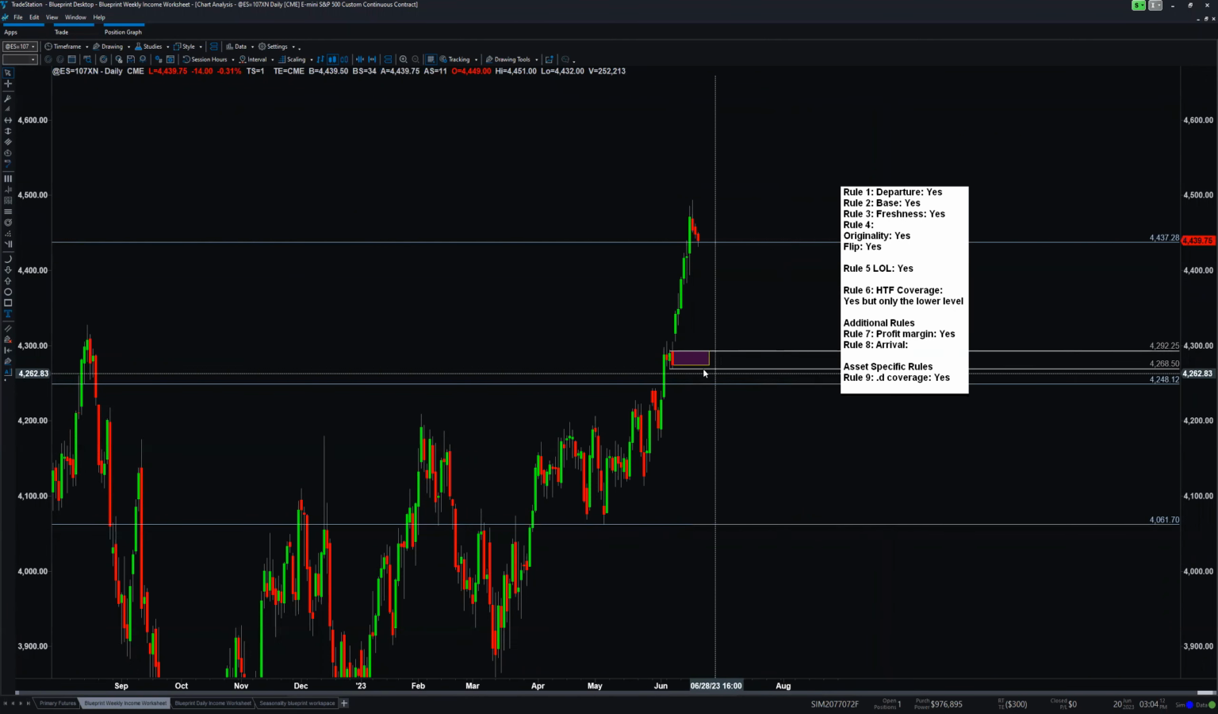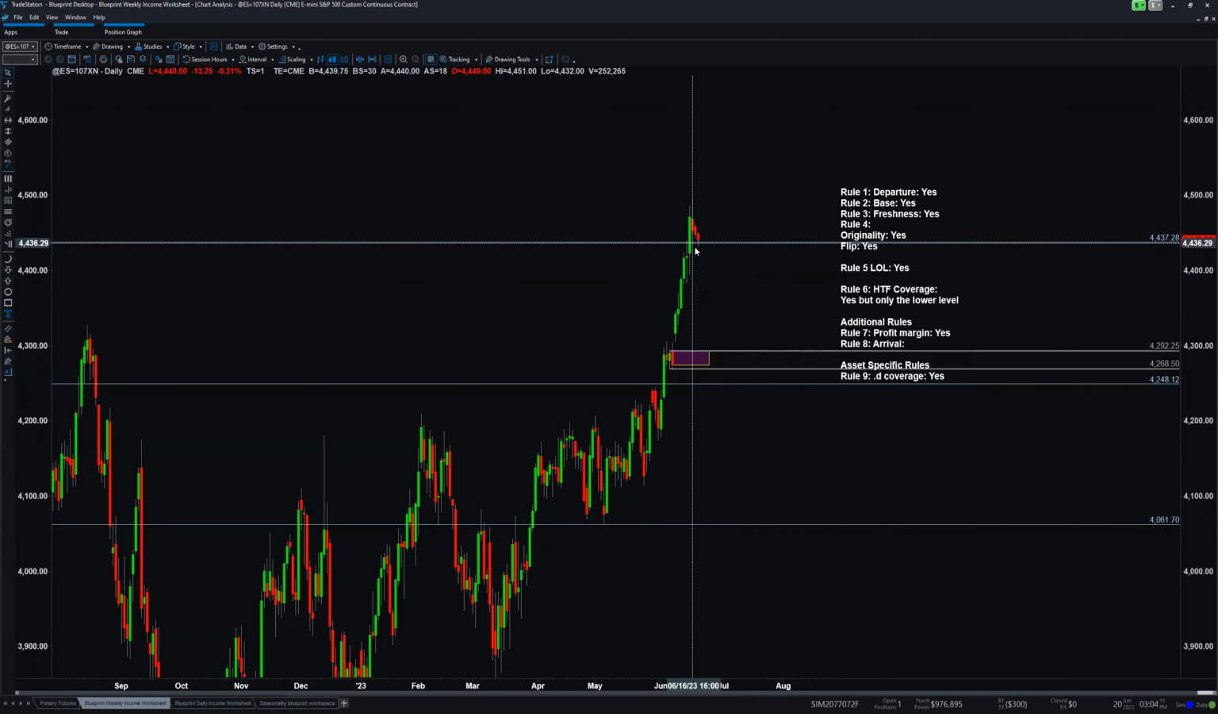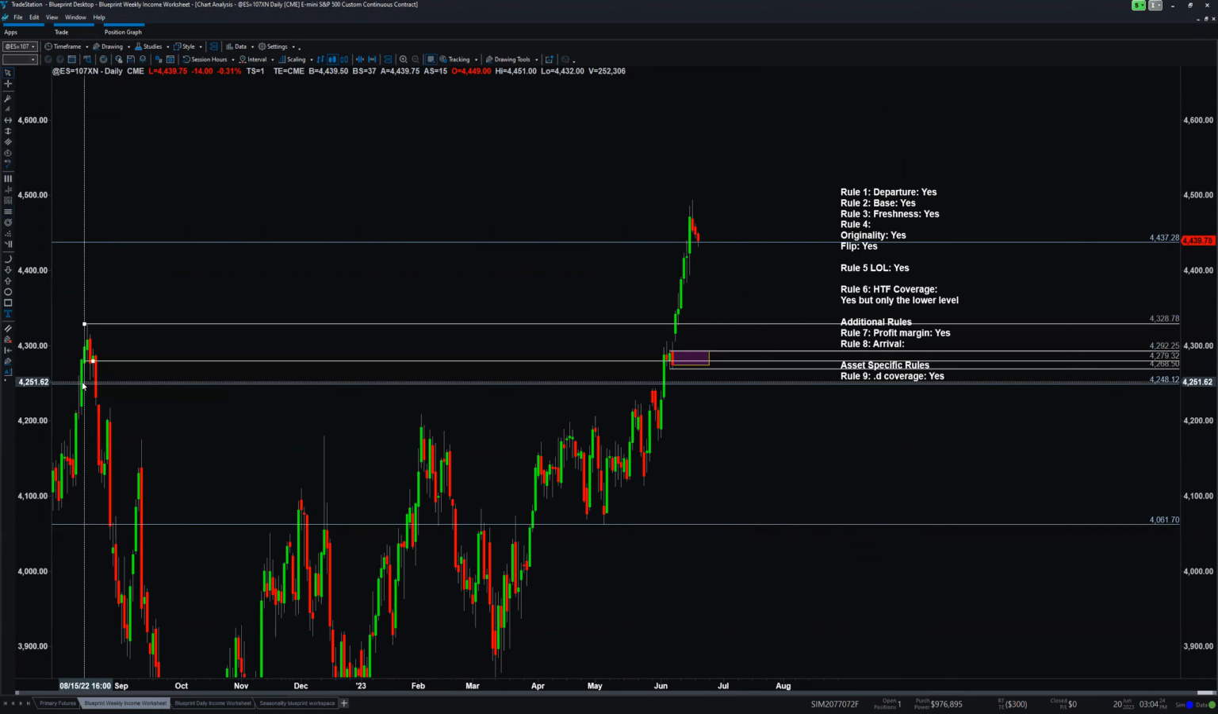Is it original? Well, is it fresh? Yes, price has never been here before. Is it original? Let's look to the left. What do we have here at the left? Well, we have a rally-based drop.